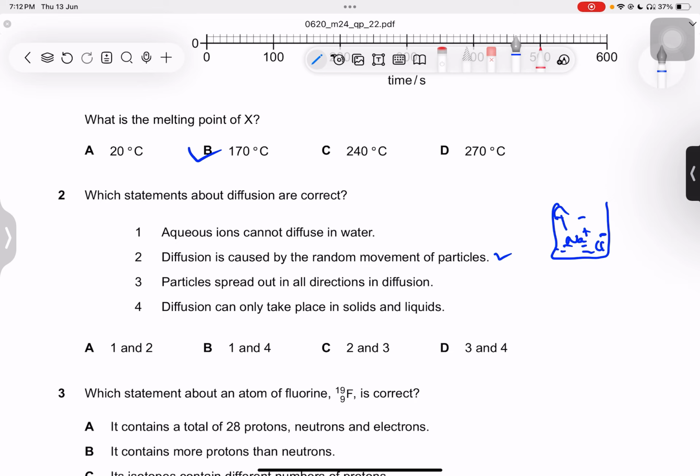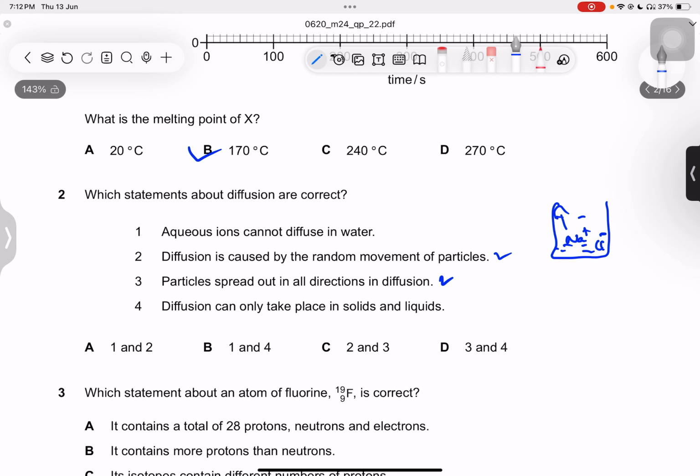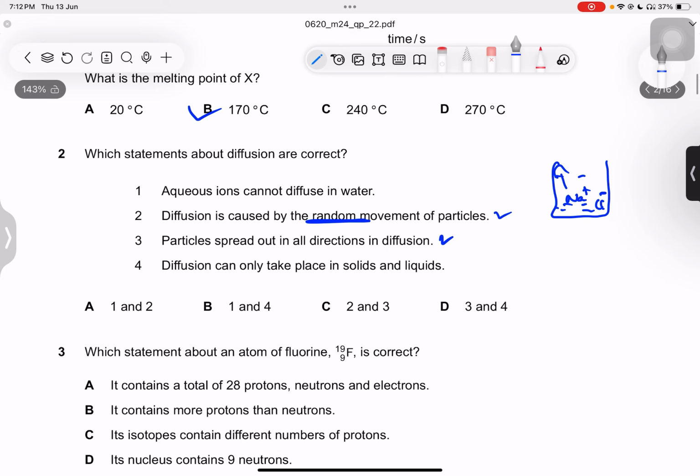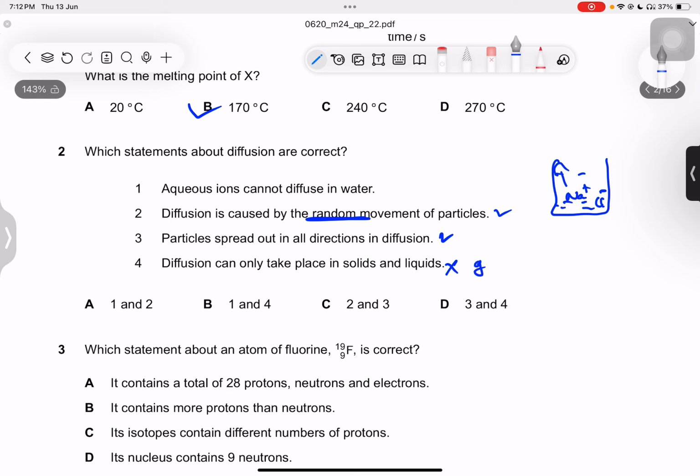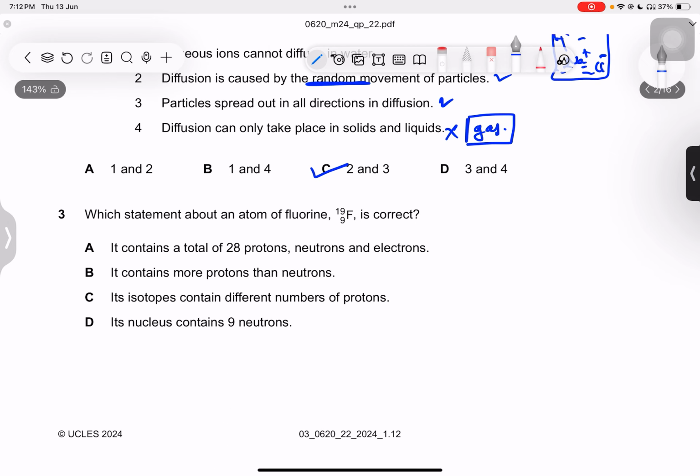Particles spread out in all directions in diffusion. Yes, this is also true. There is no specific direction in diffusion as it is a random movement. The direction, you can say it is from a higher concentration to lower concentration, but that is something else. That is not a direction. Diffusion can only take place in solids and liquids. No, it can very easily take place in gases also. So 2 and 3 are correct, so option C.